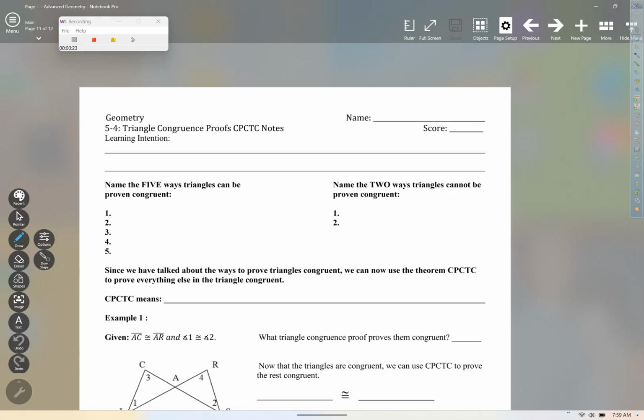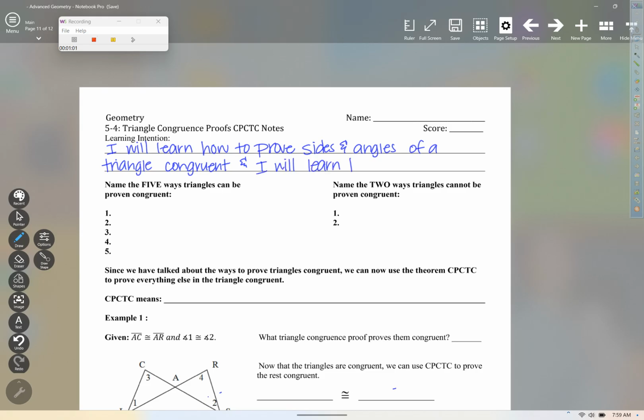Learning intention: I will learn how to prove sides and angles of a triangle congruent, and I will learn how to use CPCTC.